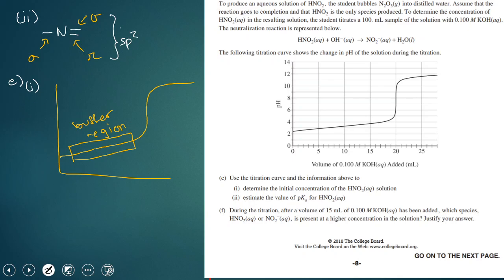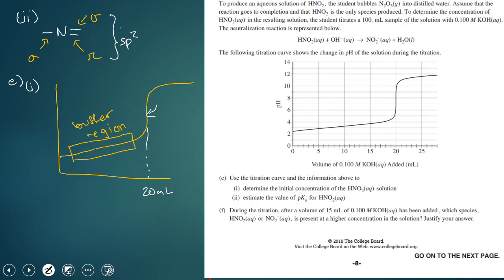So let's think about where our equivalence point lies. It's where this titration curve has a vertical tangent, so it's about over here, and it's at 20 ml of KOH added. Essentially, we have to take this 20 ml of KOH, convert it into the number of moles that was added, and then consider the stoichiometry to figure out the initial concentration of HNO2.